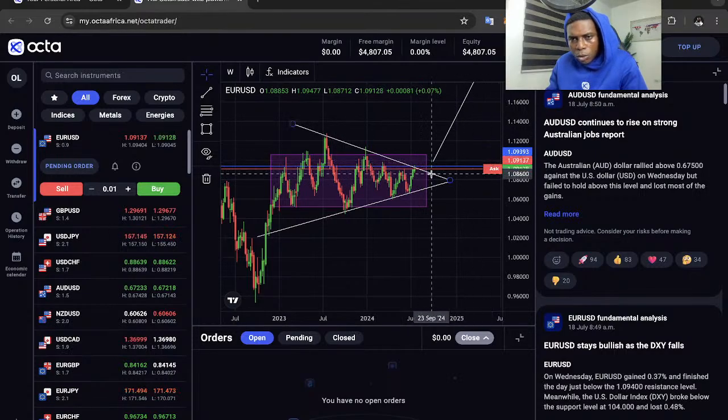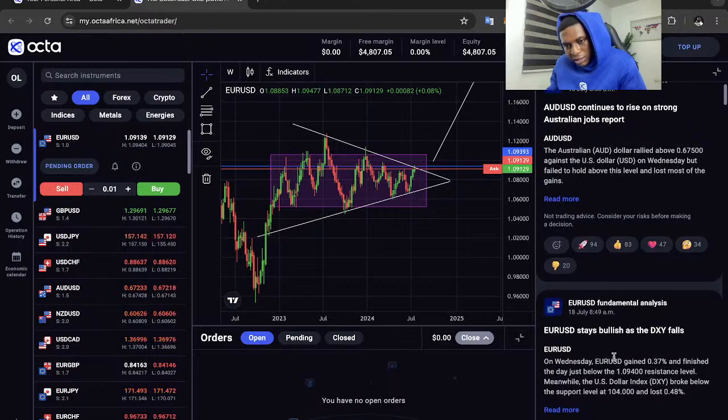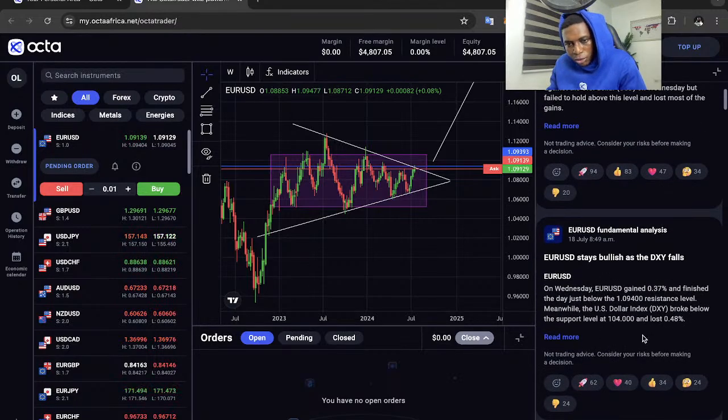Now, one of the things I want you to see, which is important for this platform, is this section, the space section. If you see the space section here, we have an update, a fundamental analysis on Euro USD. And what does that say? That says that Euro USD stays bullish as the dollar falls. This is the symbol of the dollar.